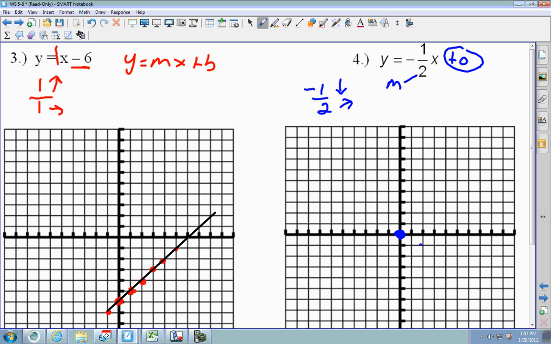Down 1 to the right 2 and put a dot. Down 1 to the right 2 and put a dot. Down 1 to the right 2. I can also go backwards and go up 1 to the left 2. Up 1 to the left 2. And I'm going to connect my dots.